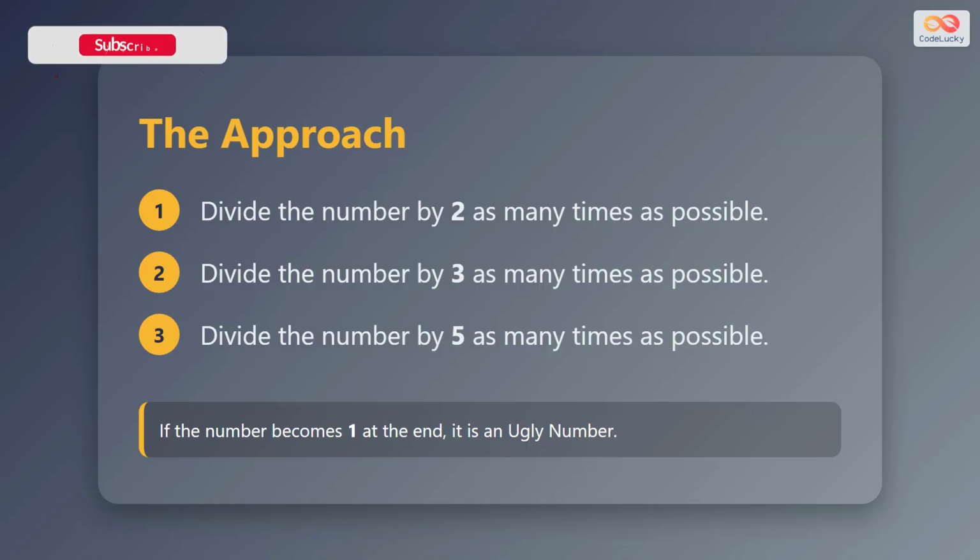So, how do we solve this? The strategy is straightforward. We continuously divide the number by 2, 3, and 5 as many times as we can. Our goal is to strip away these allowable factors to see what remains.